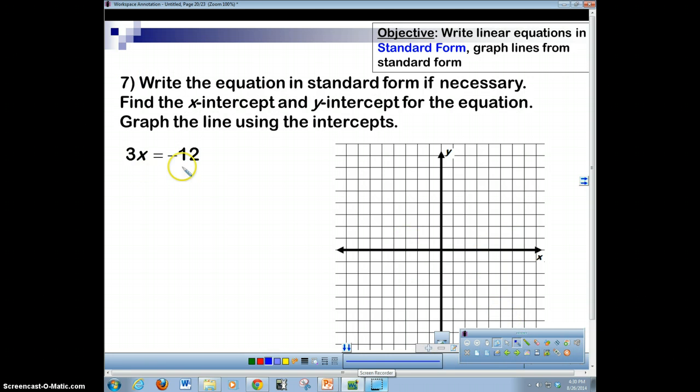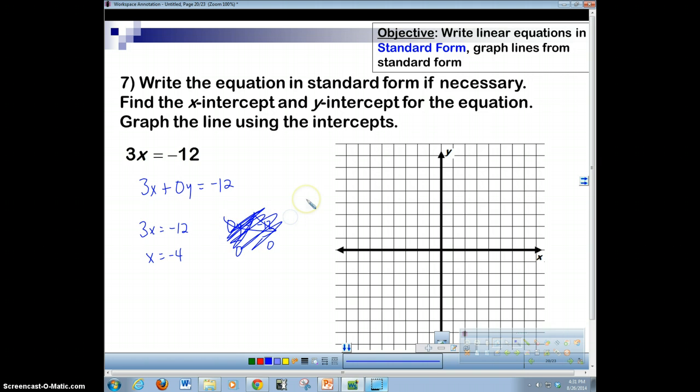Write the equation in standard form. Okay. Well, we don't have a y. Let's go ahead and put 0y. We might as well. 0 times anything is 0, right? So my x-intercept is going to be negative 4, and my y-intercept. Wait a minute, I can't divide by 0 unless I'm Chuck Norris. So this doesn't work. I only have x equals negative 4.